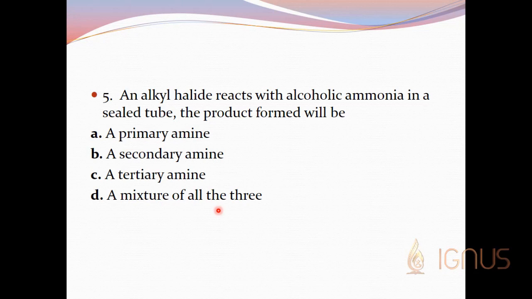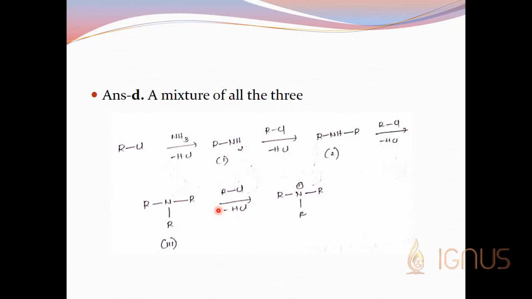Let us discuss the solution for this question. When we treat alkyl halide with ammonia, you will get primary amine. We know that this primary amine is still reactive and it will react with one more molecule of alkyl halide to give secondary amine. Again, this secondary amine is still reactive and it will react with one more molecule of alkyl halide to give tertiary amine. Again, this tertiary amine will react with alkyl halide to give quaternary ammonium salt. Hence, you will be getting a mixture of all the three.